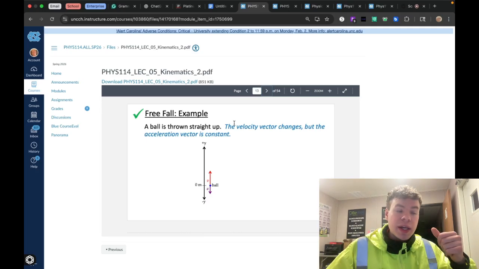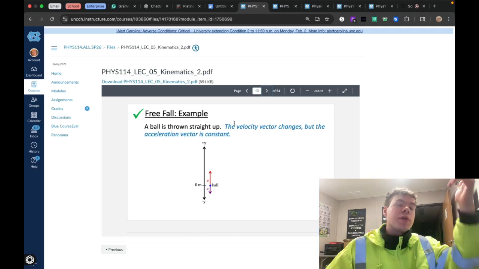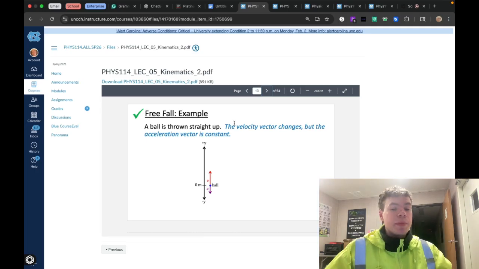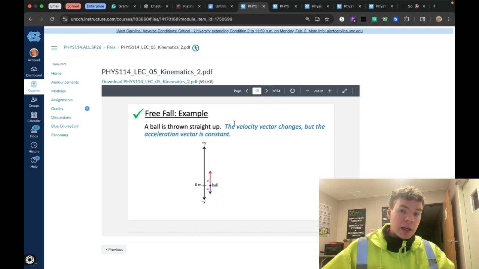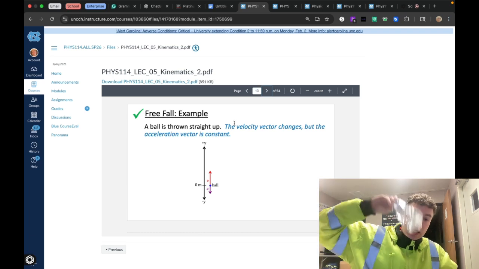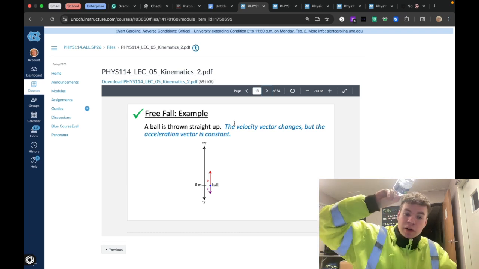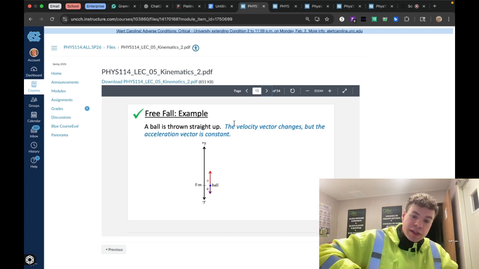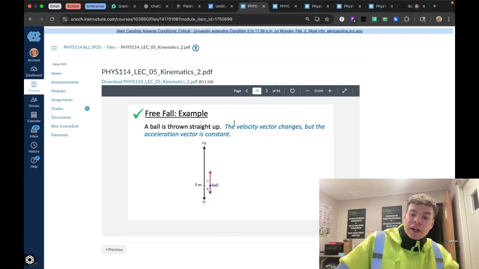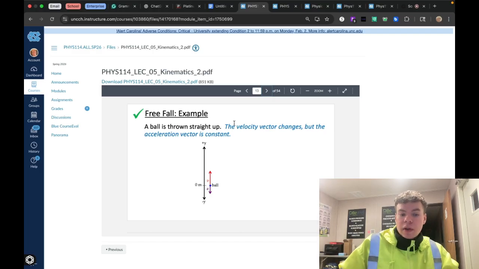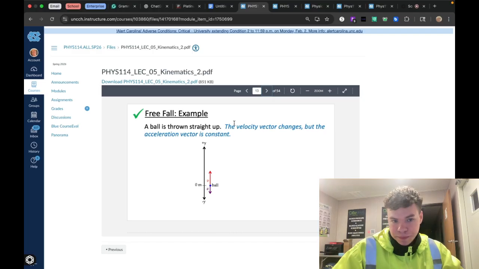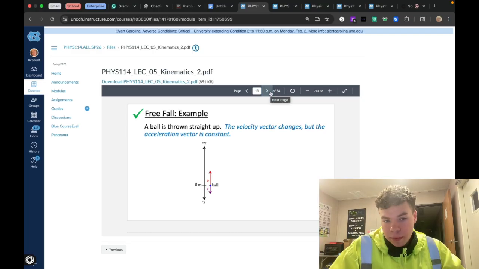So it's kind of like what it's saying. If you throw an object up in the air, it has a positive velocity at first. And then eventually, when it hits the peak, its velocity is zero, and then it falls back down. So the velocity vector goes from positive to negative, but the acceleration is always constant. This is a free fall example, right?